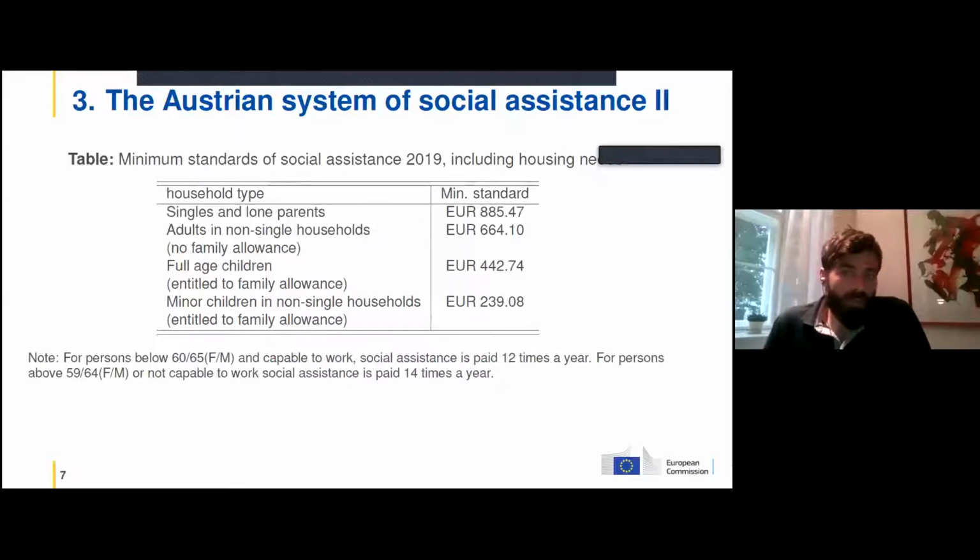And if you have an income below this minimum standard in your household, you can basically top up your income to this level. Depending on the age of the head of the household, you can either get this 12 times a year or even 14 times a year. So these are monthly values.